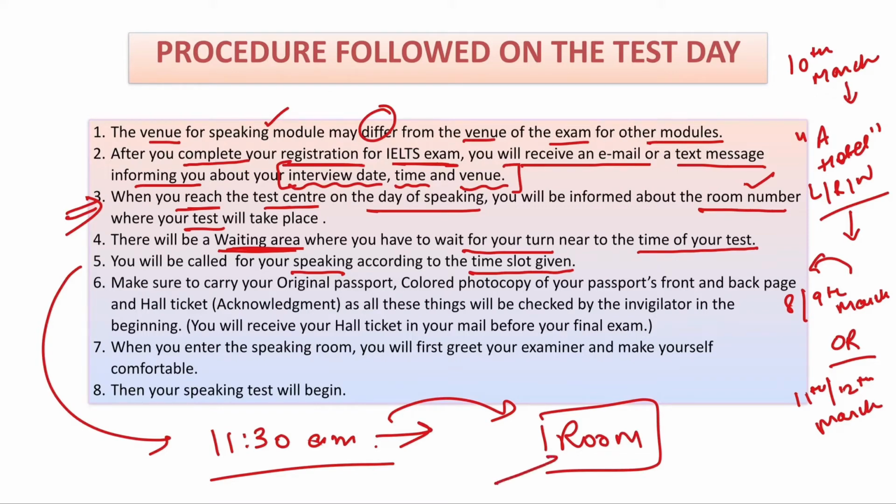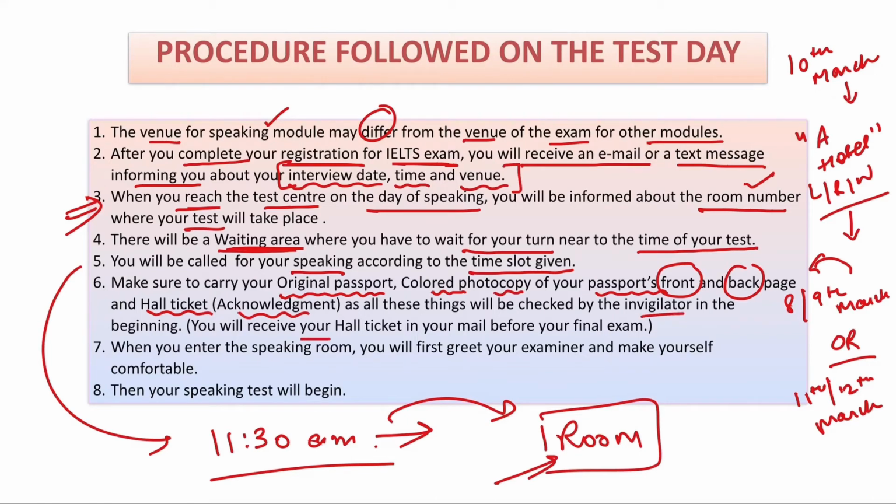Then, when you enter your room, what you have to do? Before that, you need to make sure that you carry your original passport. The invigilator will definitely ask for your original passport. And you need to also carry your colored photocopy of your passport. Now, front and back page are really important. Then a hall ticket, which is an acknowledgement. And all these things will be checked by the invigilator in the beginning.